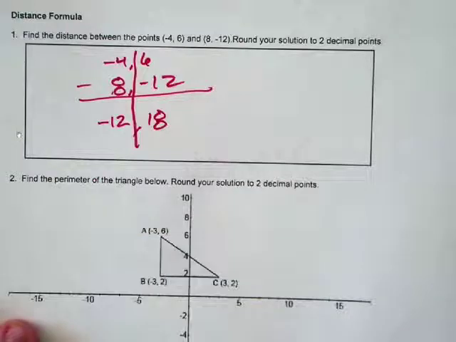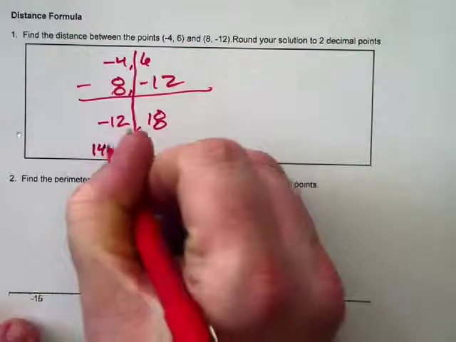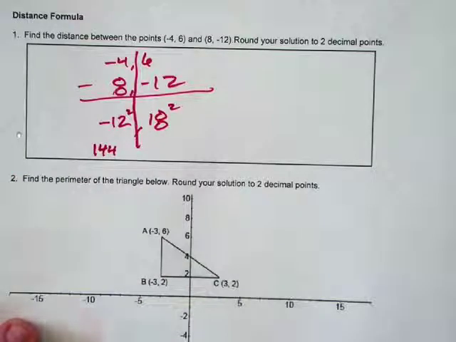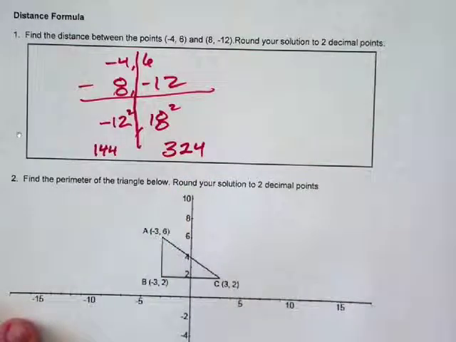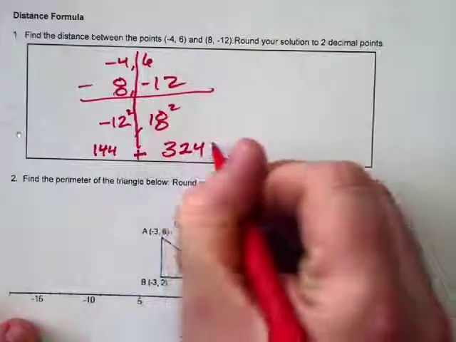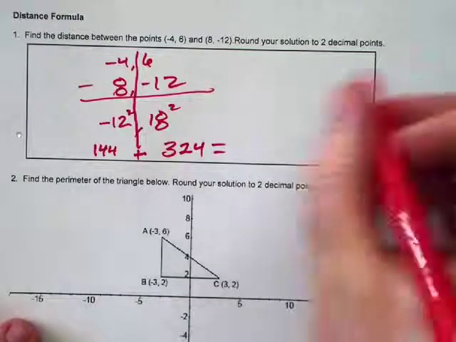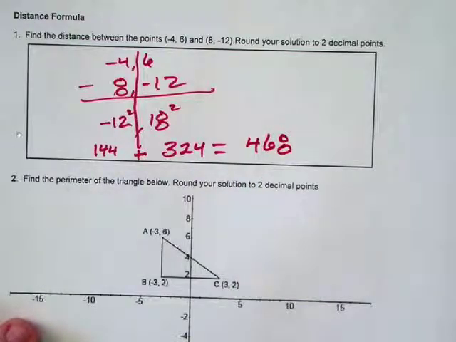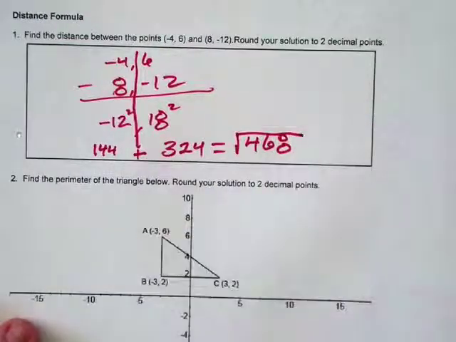Once they're subtracted, then I need to square them. So -12 squared is 144, and 18 squared is 324. Once we have that done, we add them together and we get 468. I'm doing this on a calculator just to make sure I get the right numbers. And we're going to take the square root of that number.